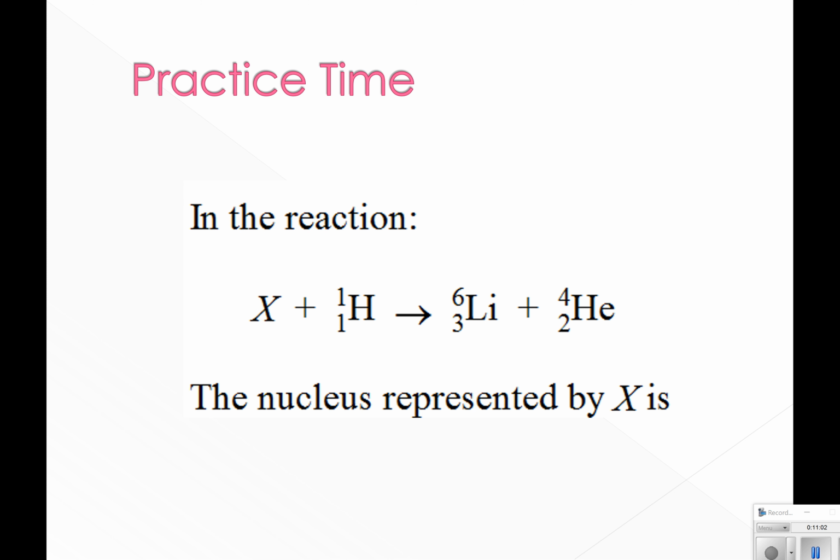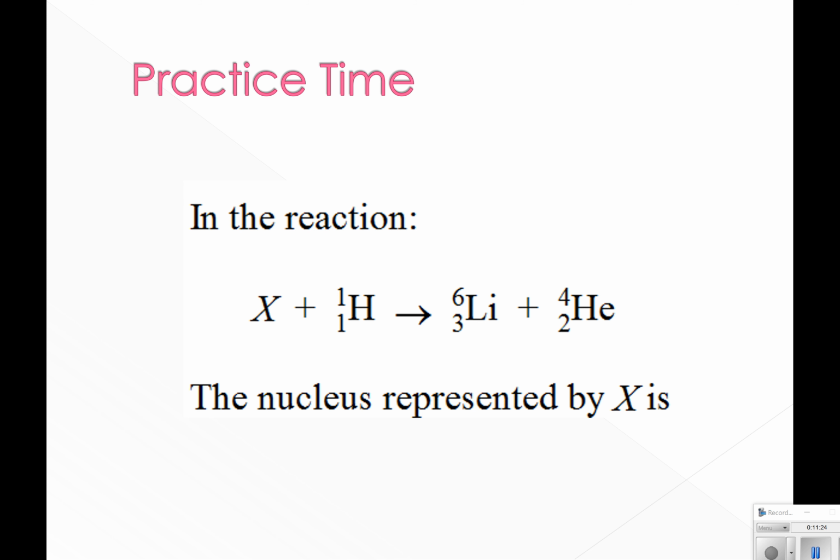Now we'll do a couple more examples here. Feel free to pause the video and complete these problems and check your work. Now for the first one, remember we want to start with the conservation of mass and compare those on both sides, both the atomic mass and the nuclear charge or the atomic number.